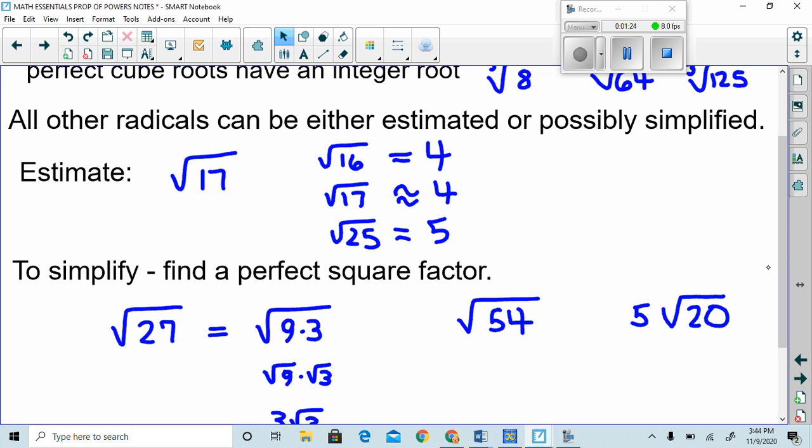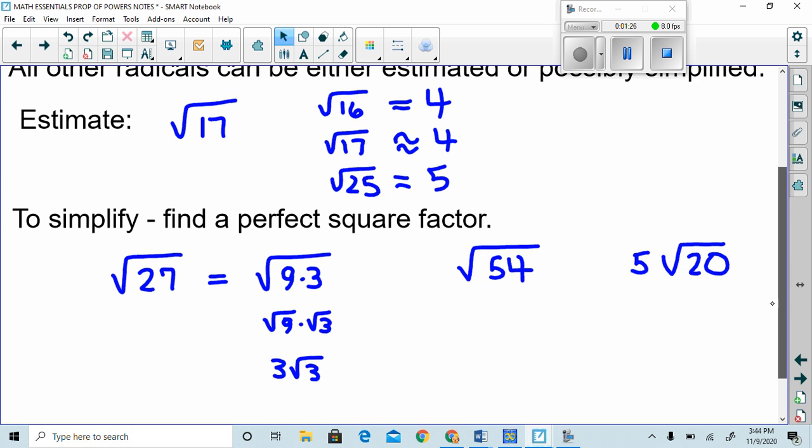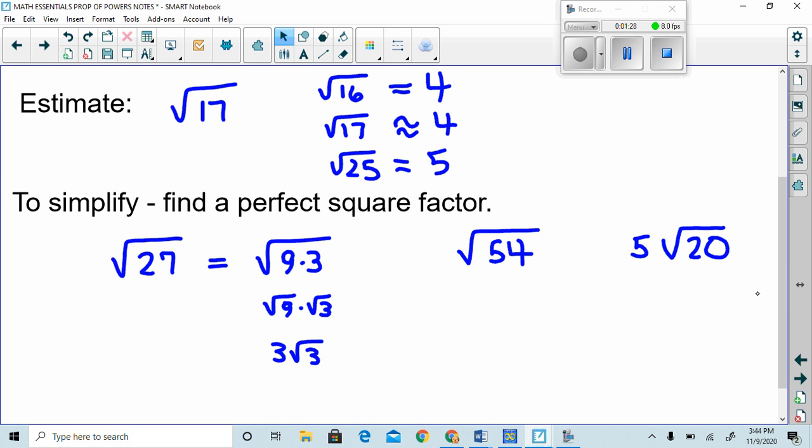Another thing that we encountered was simplifying. When we're simplifying, again, there are 2 methods. You can do prime factorization, look for pairs. I prefer that you start to look for the perfect square factors. So when I look at 27, I think of that as 9 times 3. I chose those numbers because 9 is a perfect square root. Square root of 9 is 3. I get 3 radical 3. We've done some of these numbers before.